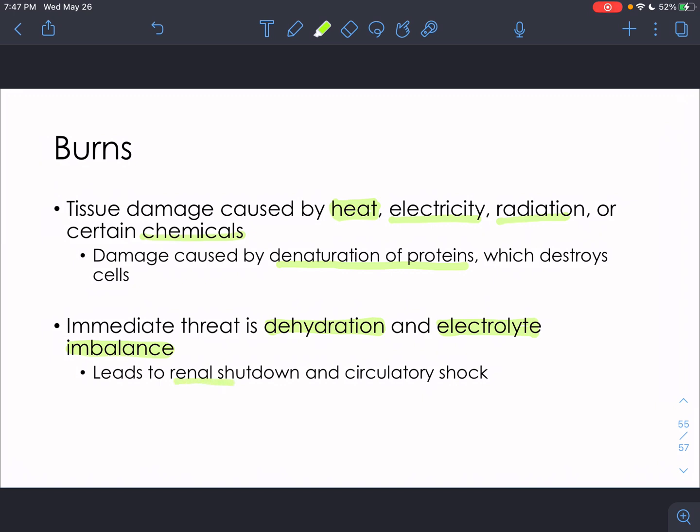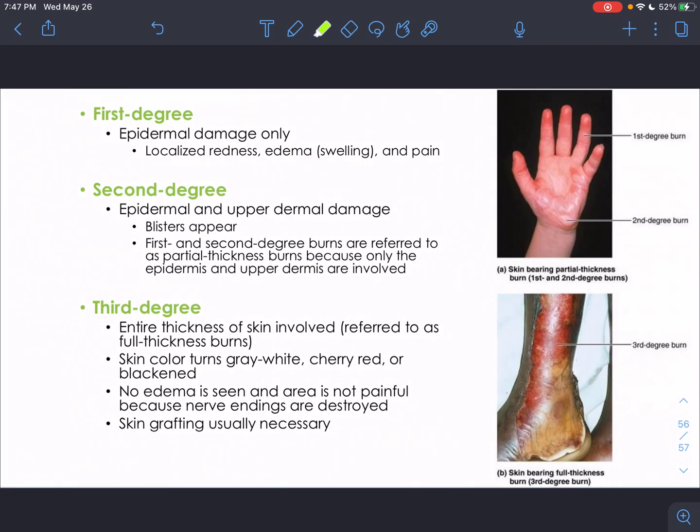This can lead to renal shutdown, so shutdowns of the kidneys, and also circulatory shock. Okay, and that's going to be just in cases where you have severe burns or very widespread burns. Okay, so the severity of burns you can classify as 1st degree, 2nd degree, or 3rd degree. 1st degree is the least severe.